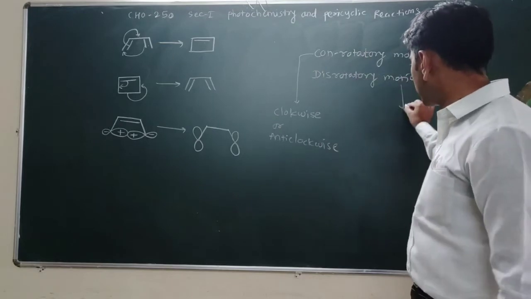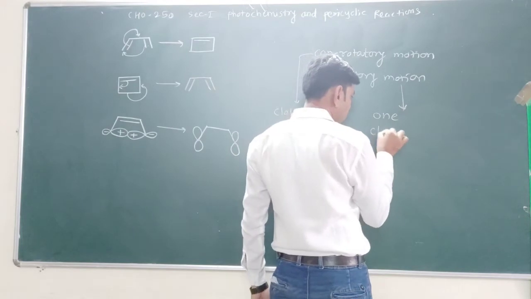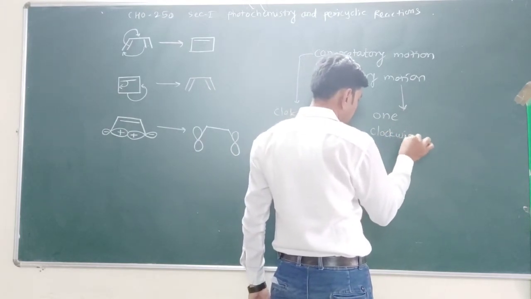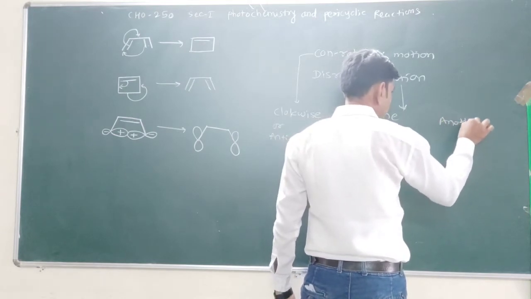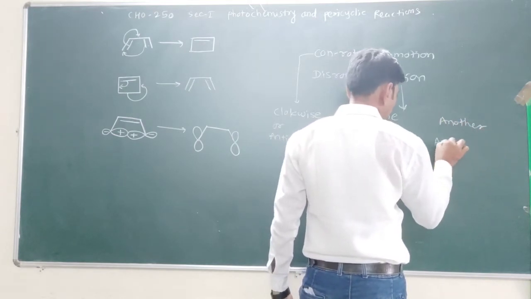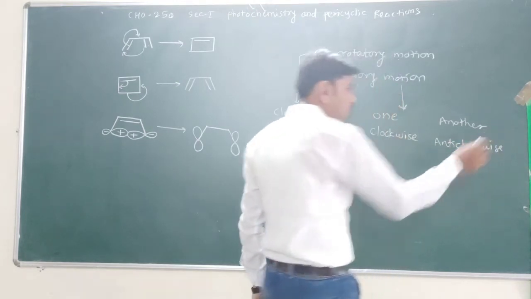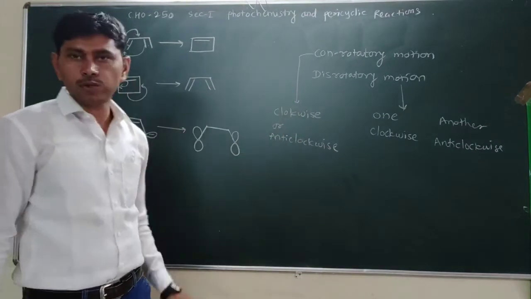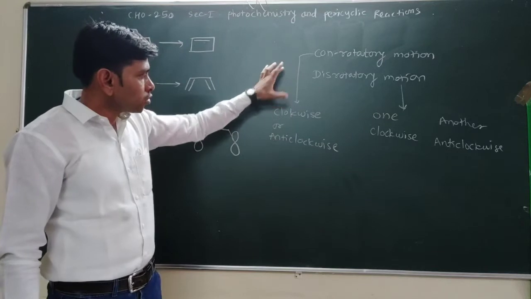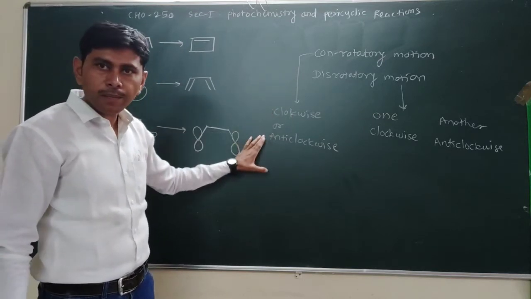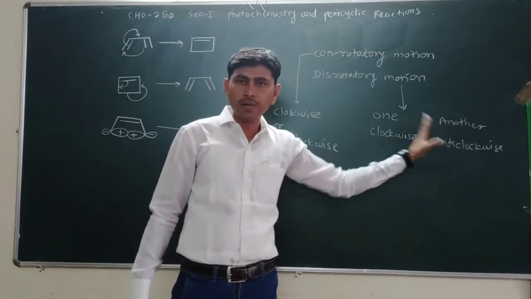What is disrotatory motion? Disrotatory motion is that in which one orbital rotates clockwise and the second one rotates anti-clockwise. Such types of motions are called disrotatory motion. One is conrotatory motion, another is disrotatory motion. In conrotatory motion, both rotate clockwise or both anti-clockwise. In disrotatory motion, one rotates clockwise, another rotates anti-clockwise.